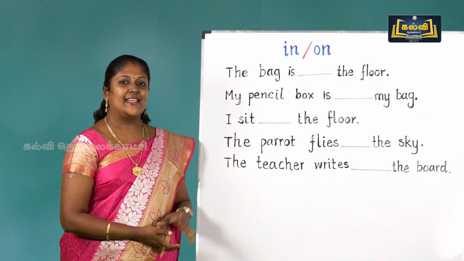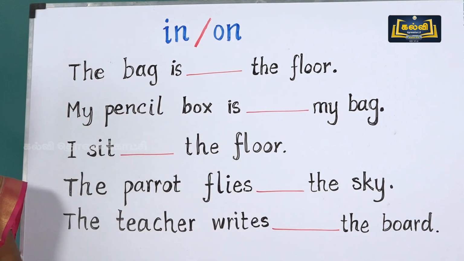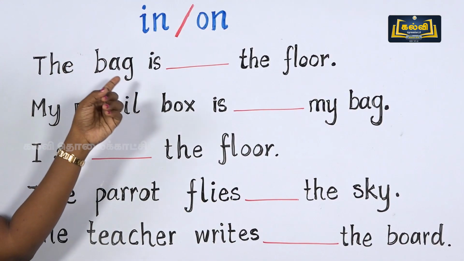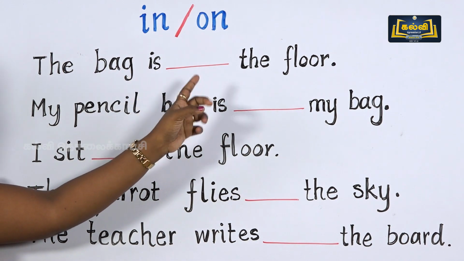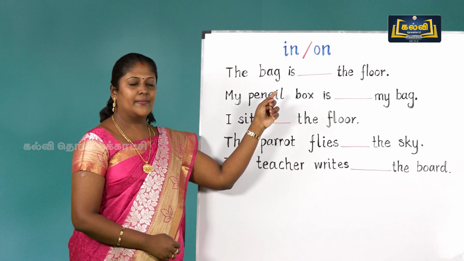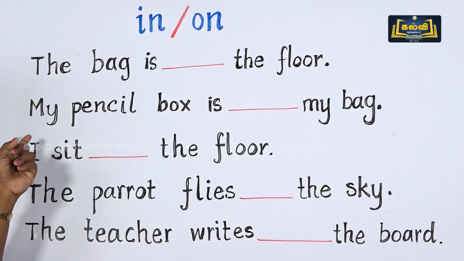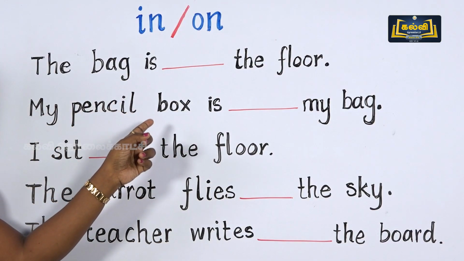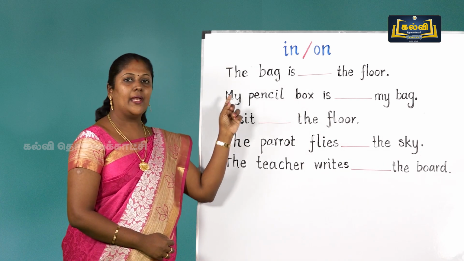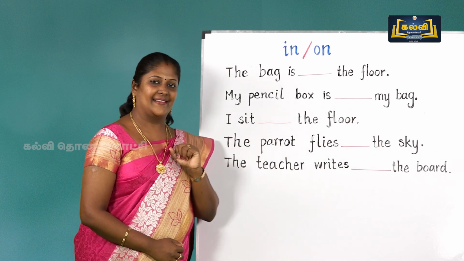Now, let's go to activity 5. In this activity, you are going to write these sentences on the board, and then you can help them by reading once. The bag is dash the floor. I repeat, the bag is dash the floor. My pencil box is dash my bag. My pencil box is dash my bag.